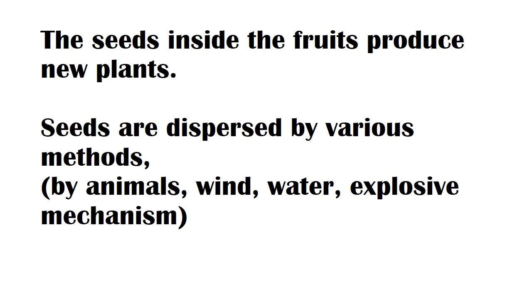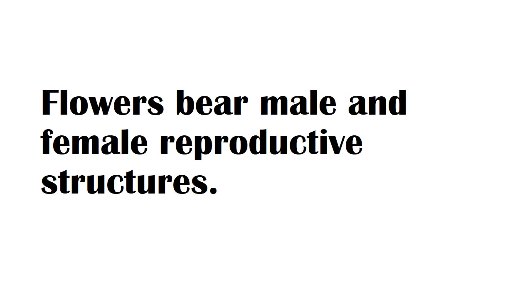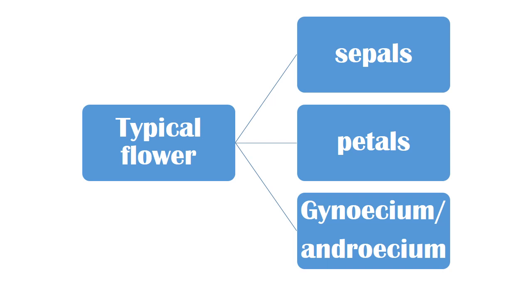These seeds are dispersed by various methods: by animals, wind, water, and explosive mechanisms. Flowers bear male and female reproductive structures. They combine and form seeds by sexual reproduction. The most attractive part of the plant is the flower. They differ greatly in size, smell, shape and color.